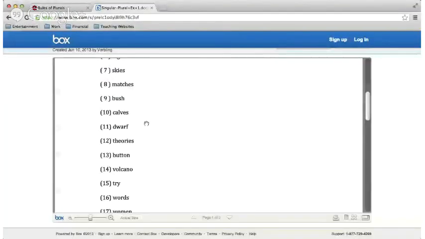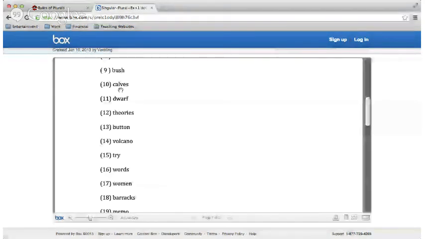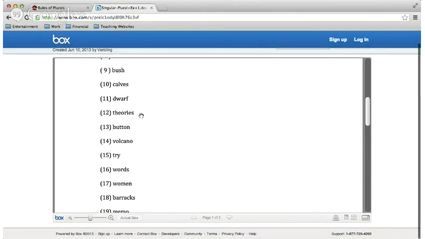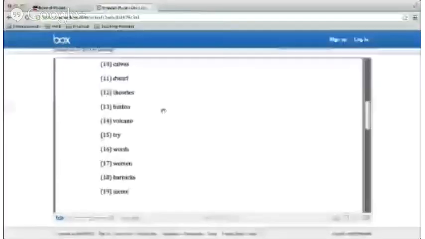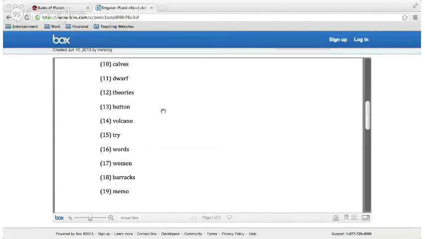This is for Amparo. Calves and calf. Calf. There you go. Yeah, the L is going to be silent. So calves. Calves and calf. Calf. Okay, excellent. Let's go to 11. 11 is for Edwin. Dwarf and dwarfs. Okay, dwarves. So we would have a V there. Dwarves. Dwarf. Okay, good. Let's go to 12.